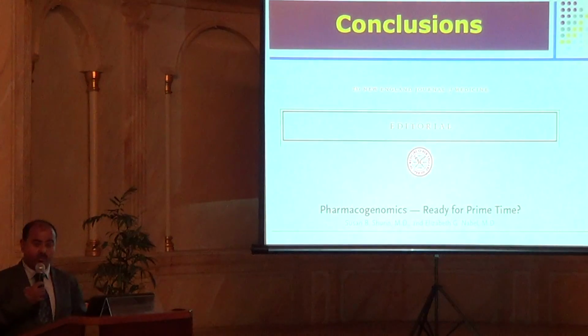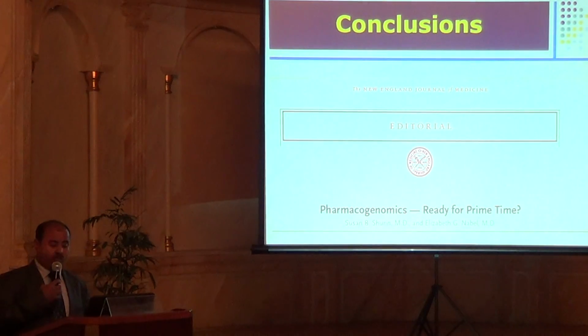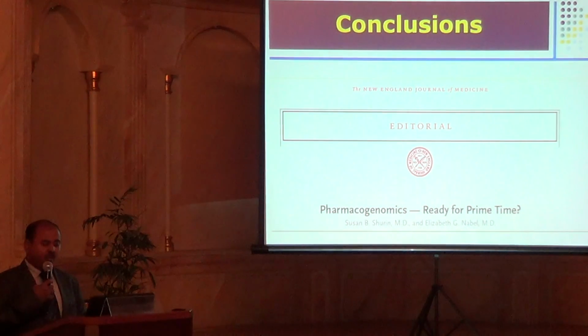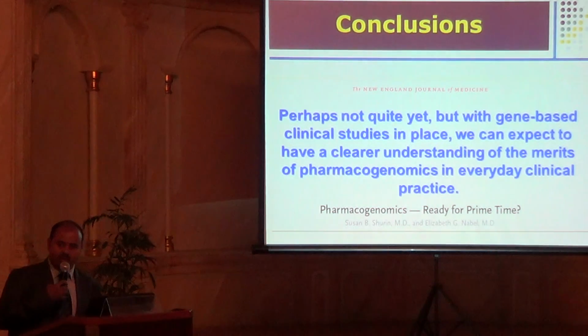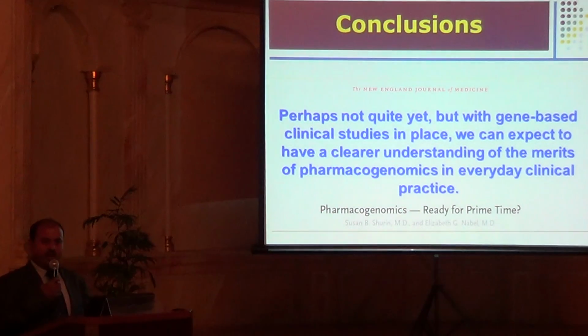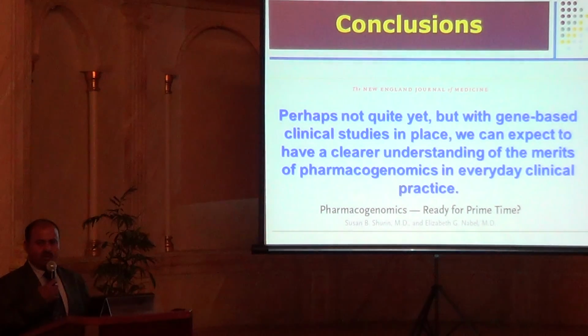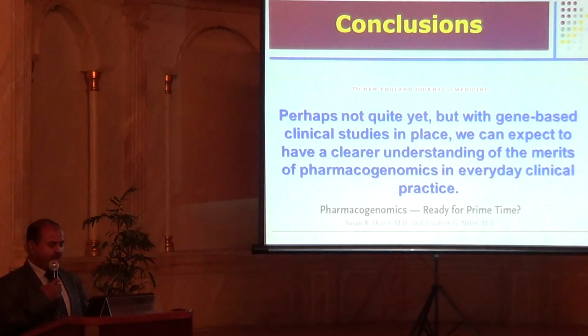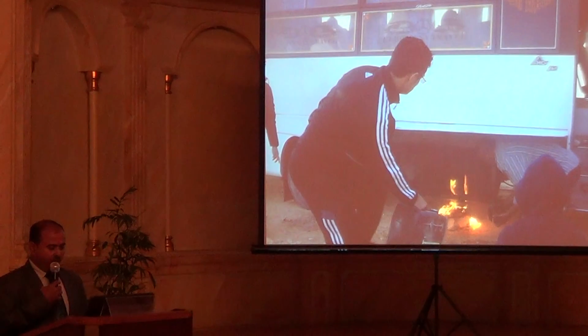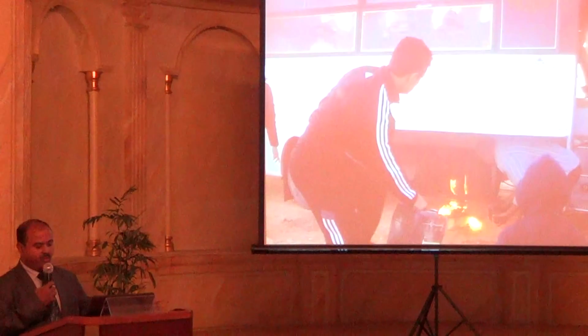But the most important question: are we ready now for prime time? All of you will say no, we are not ready. And the main obstacles for pharmacogenetics are the availability, the cost, and as you see, inconsistency of the results and the redundancy of all the genetic background, receiver and donor. But with gene-based clinical studies in place, we can expect to have a clearer understanding of the merits of pharmacogenomics in everyday clinical practice. And I think this is the bus.